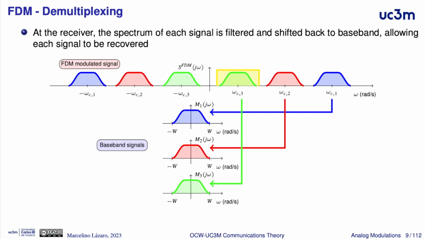This is how FDM works. Taking into account that the signals have the spectrum shifted to non-overlapping frequency bands, at the receiver it's possible to separate them without any problem, just by filtering and a shift of the spectrum back to baseband.